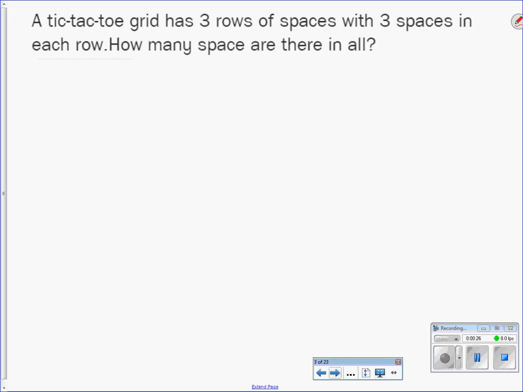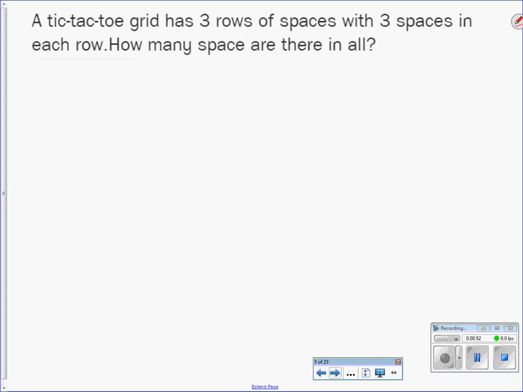A tic-tac-toe grid has 3 rows of spaces with 3 spaces in each row. How many spaces are there in all? Okay, if you want to pause here and get a piece of paper out and do 3 rows of spaces with 3 spaces in each row, and when you're ready to go through it, hit pause again and we'll walk through it.